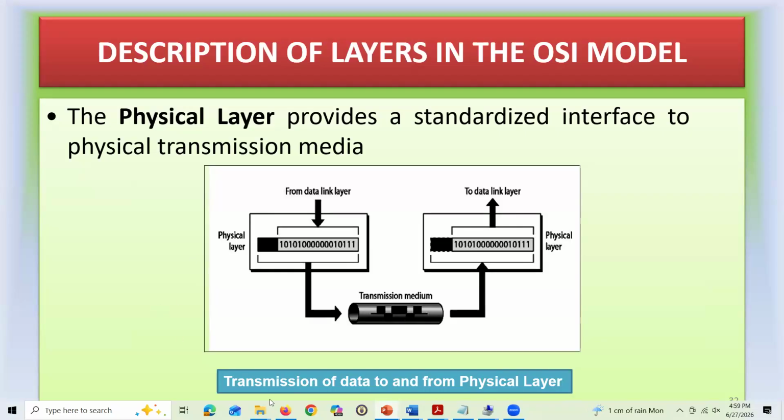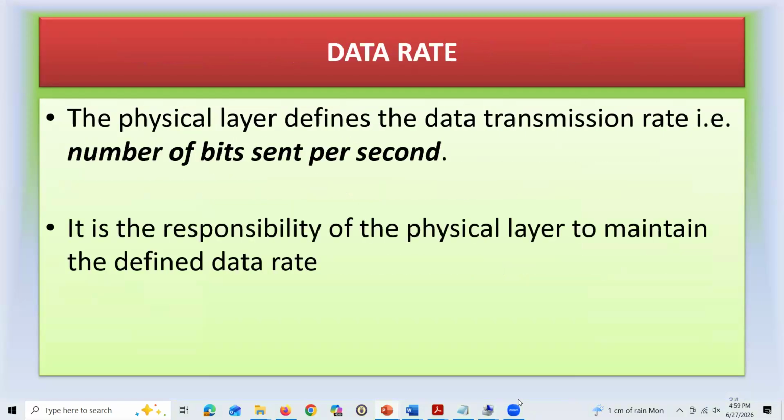Now look at it. At the down here is a transmission of data to and from physical layer. To and from physical layer. That's what happened. Any question on it?